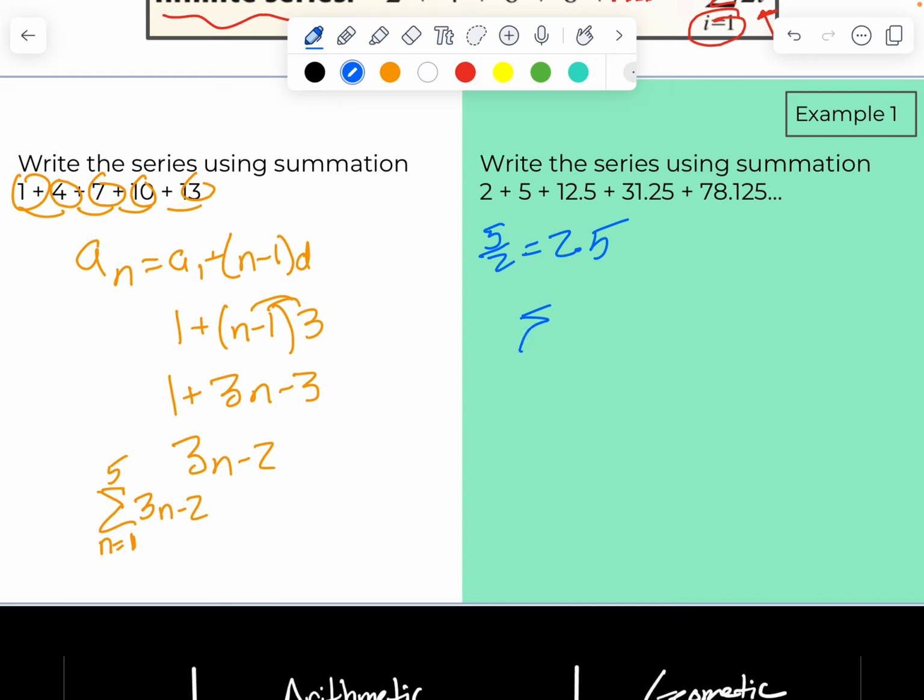I want to find the sum. This is my first term. I'll use i this time from 1, so from 1 to infinity of, well, this is geometric, like we said, so we have a sub n equals a sub 1 times r to the n minus 1. My first term is 2. My common ratio is 2.5 to the n minus 1.